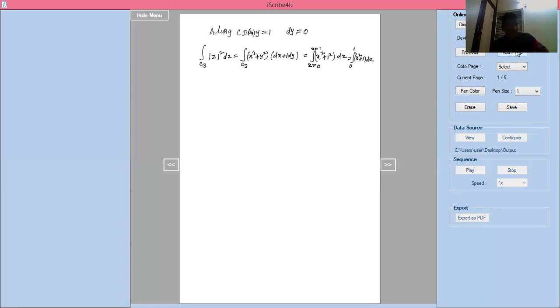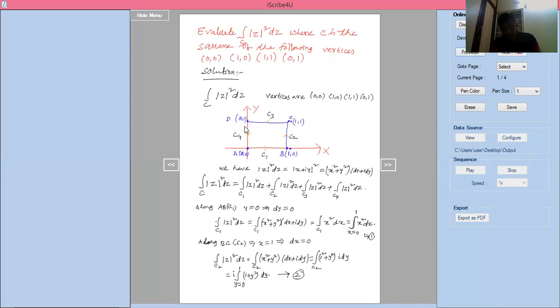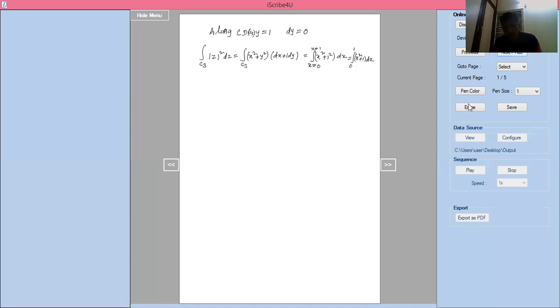x square plus 1 into dx. Not 0 to 1, here a small correction. Where we are moving from and to is the limit. So 1 to 0, the direction is also important. Here the limit should be 1 to 0, not 0 to 1. So it is 1 to 0. Now similarly along DA.